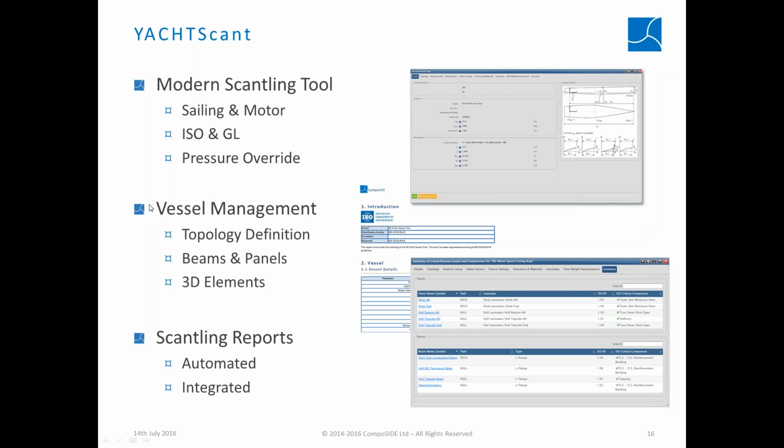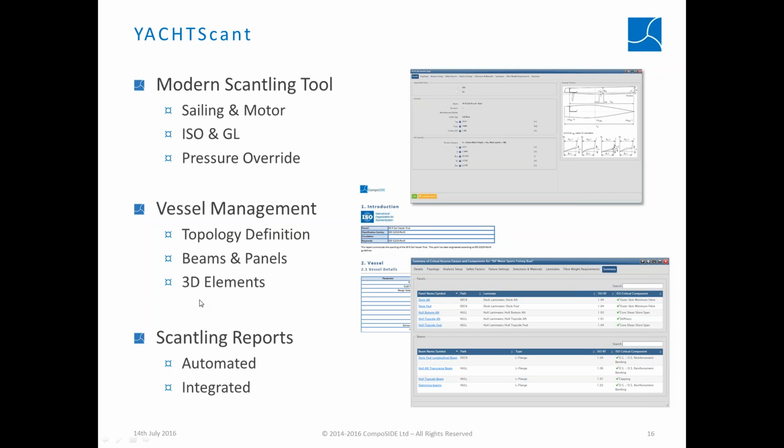YachtScan also allows you to control your vessel management in terms of topology definition. So you can define all the internal decks and hull structures, and keep that well organized in folders, either by defining them manually, or loading a simple Excel file with just the names of the folders and the components, down to a more connected link with your CAD system, where it also allows you to bring in all the panel and beams measurements.